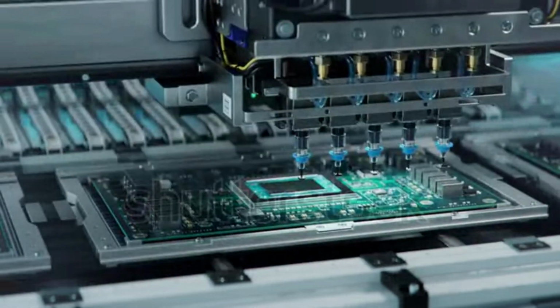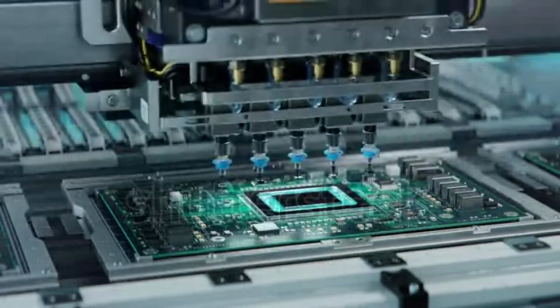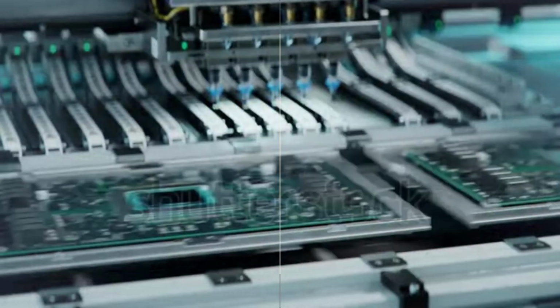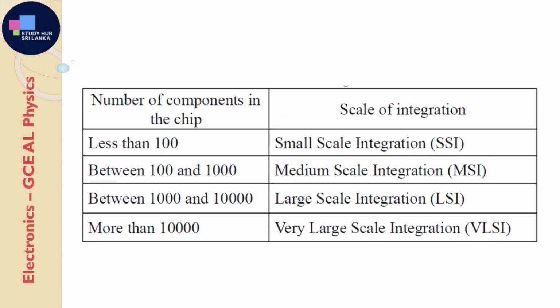Now, what's really fascinating is that not all ICs are the same. We actually classify them by how jam-packed they are. You start with small-scale integration, or SSI, which has less than 100 components. Then you move up through medium and large-scale, all the way to very large-scale integration, VLSI, which crams in more than 10,000 components. That chip in your phone we were talking about? Oh yeah, that's deep, deep into VLSI territory.